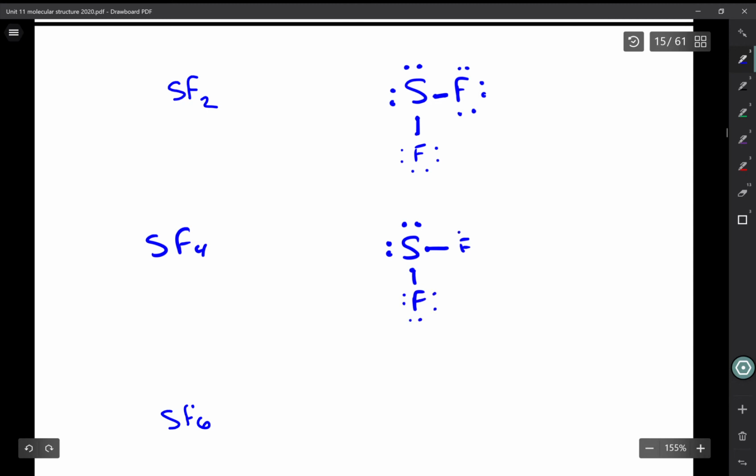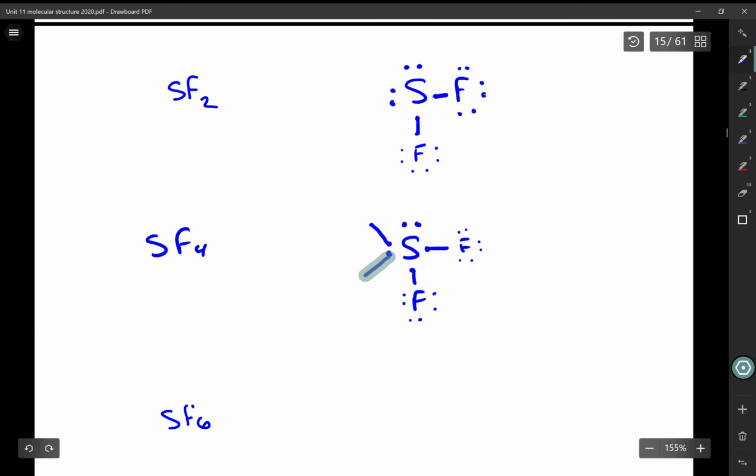Well, there you go. That's SF2. So now, where do you think the other 2 fluorines are going to go? A pair is going to split up. It can be either this pair or this pair, and technically it doesn't matter. So we'll just do the left side here. Those are going to split up the bonding sites.